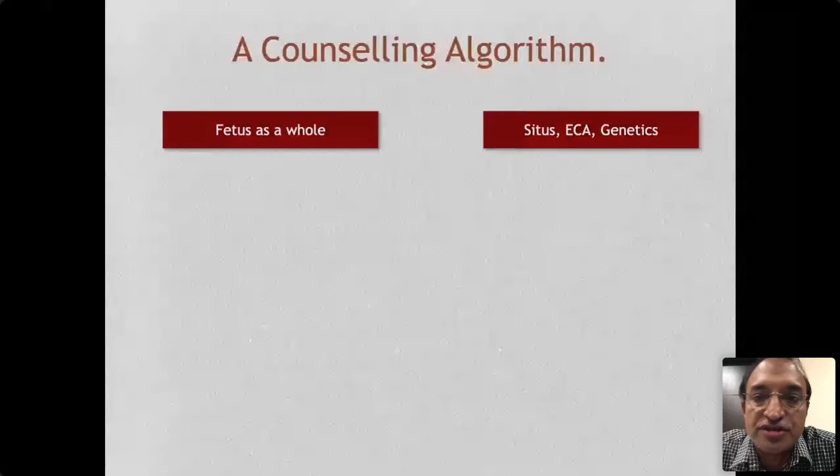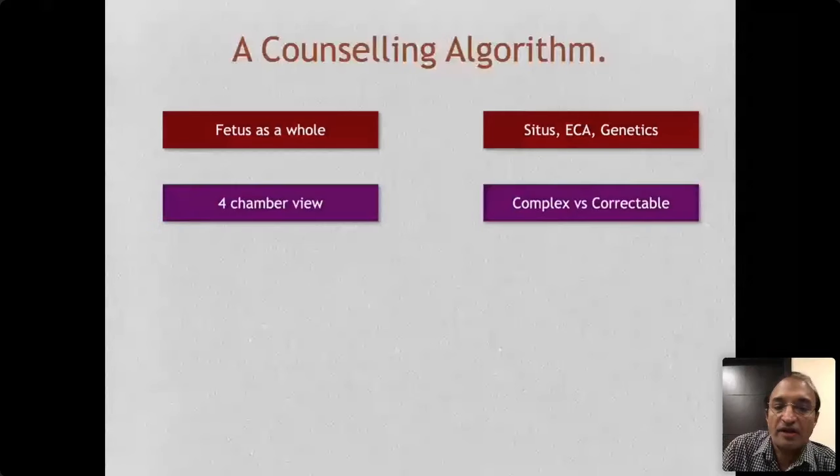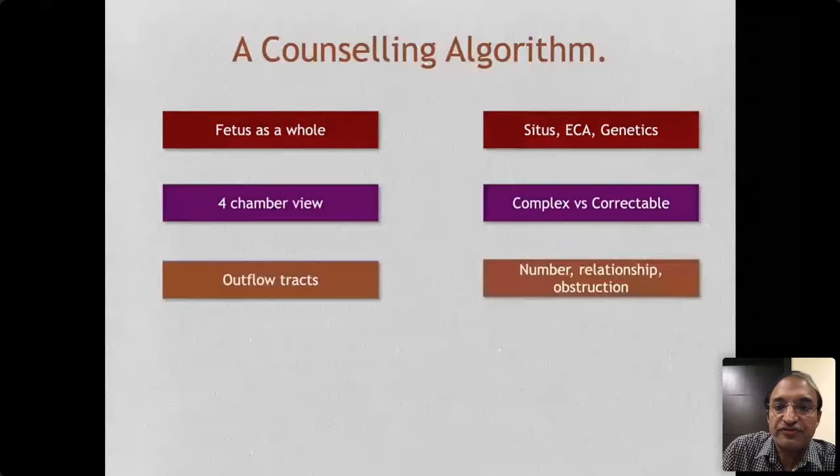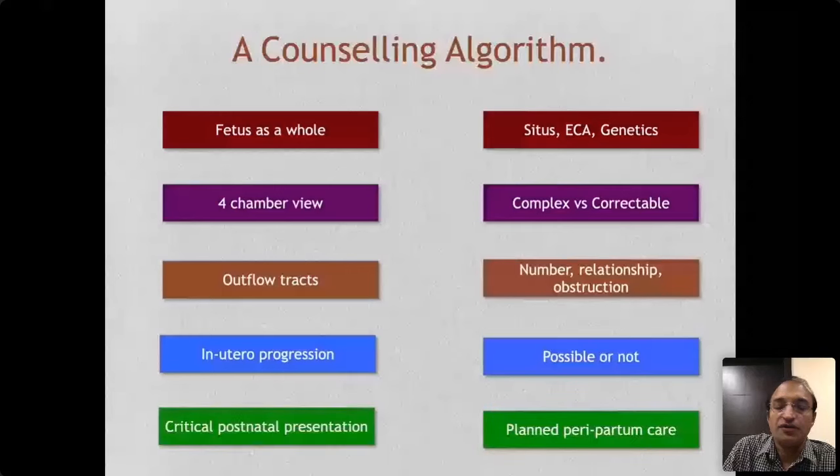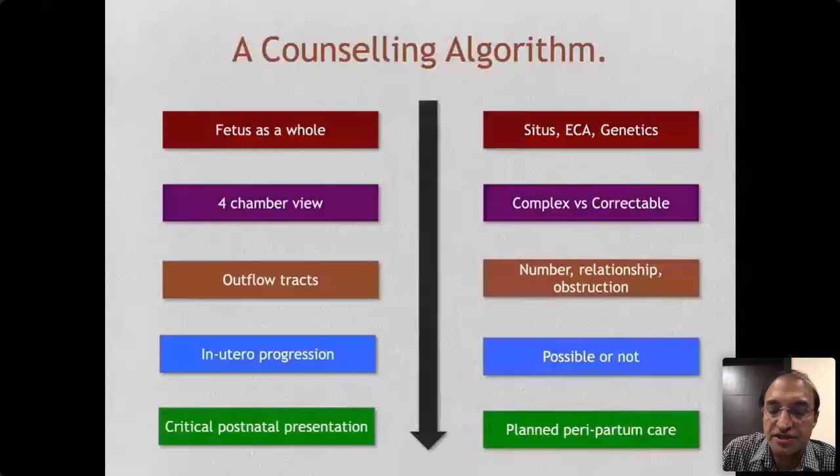Then the four-chamber view is a really mighty step for you, because it helps to differentiate between the complex lesions and the correctable problems. The outflow tracts: the number, the relationship, in utero progression, whether stenosis progresses to atresia, and whether the newborn can have a critical presentation like a TGA, coarctation, or interruption. So that's how we proceed.